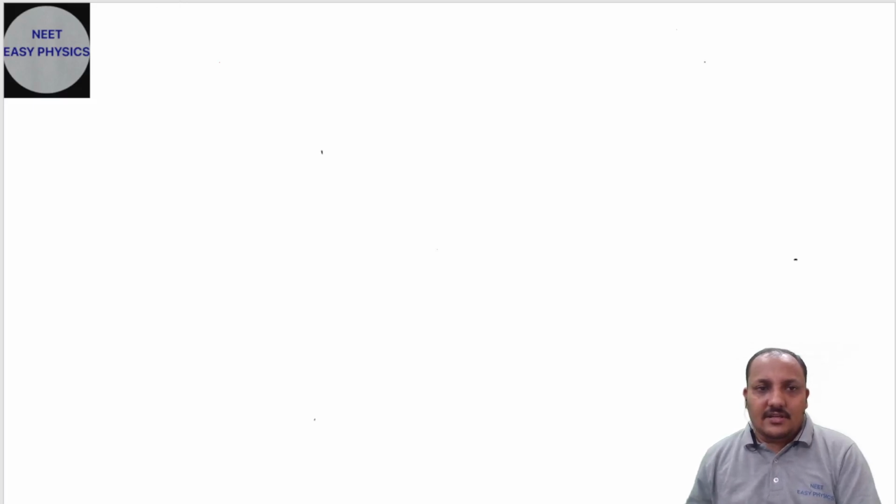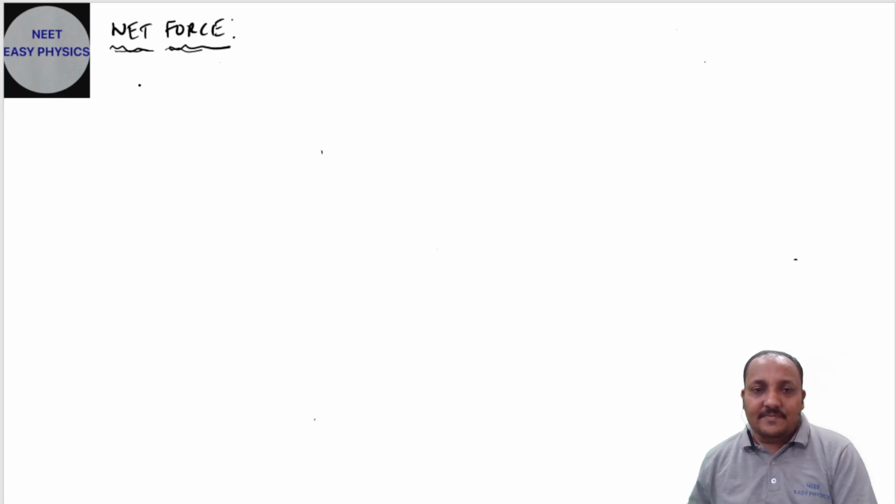In this class, we will discuss net force when an object moves. In the previous class, we discussed the equilibrium condition. Now we will see how to write the resultant force when our object is moving.